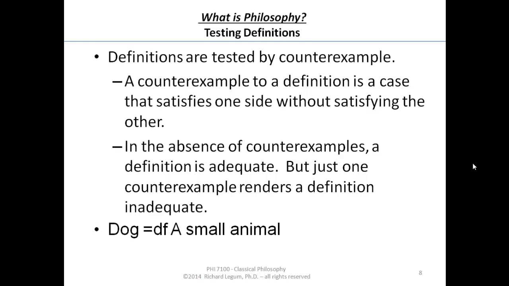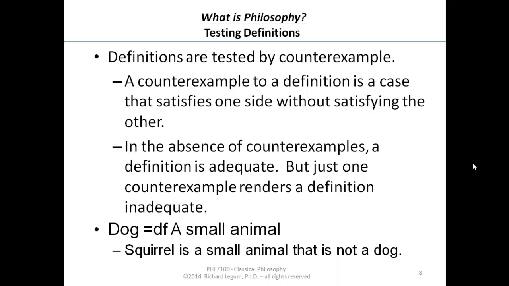Think about any kind of small animal. A squirrel, right, is a small animal, and it's not a dog. So a squirrel by itself is a counterexample to the definition that we're considering: dog equals, by definition, a small animal. So that's what we're going to go about looking for in trying to test definitions.